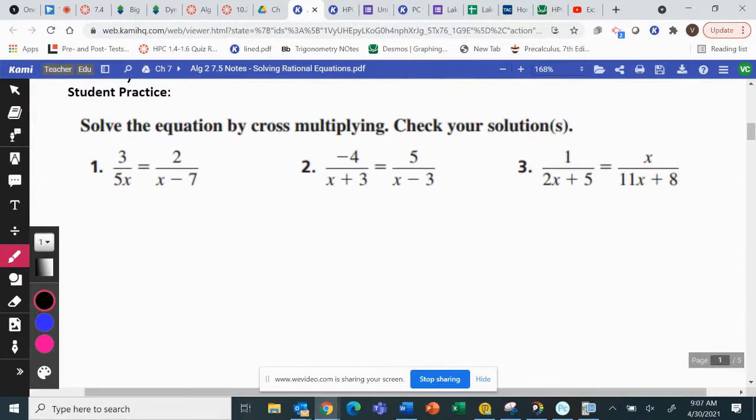Go ahead and take a moment. Cross multiply. Practice, practice. I'll be around to check what you're doing.